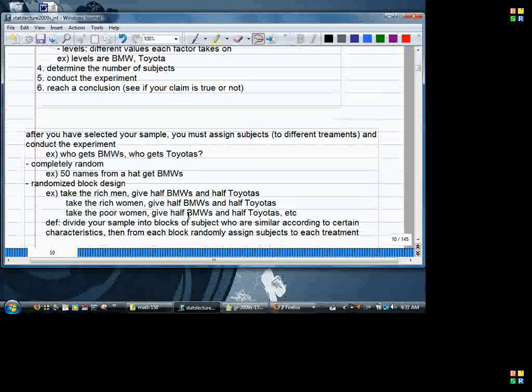So the definition for this, again, is fairly similar to stratified sampling. Divide your sample into blocks of subjects who are similar according to certain characteristics. Then from each block, randomly assign subjects to each treatment. So for example, the way that I've written it out here, what is my first block from my sample? Yeah, the first block is rich men. So you take the rich men, and then you distribute them evenly among your treatment groups. Next, you take the rich women, etc., etc., etc.